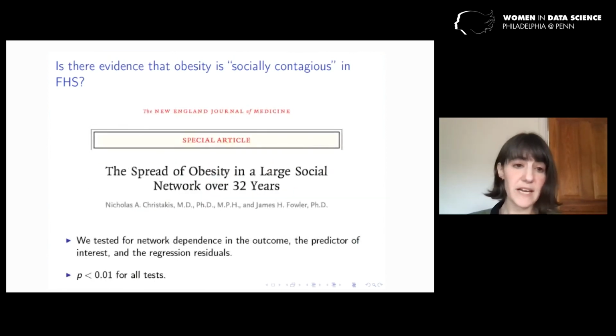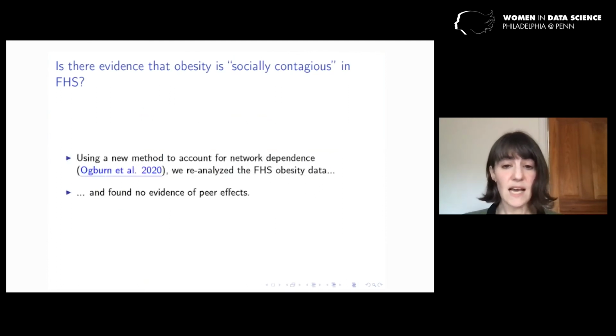And sure enough, when Eugen ran her tests of dependence, she found very strong evidence of dependence in the exposure, the outcome, and in the regression residuals. In a different project, my colleagues and I developed a method to estimate causal effects using non-experimental social network data that accounts for some of the dependence that we would expect to see in a network, although this method is by no means fully general to all of the different types of dependence we could see in networks. And when we reanalyzed the Framingham Heart Study data to look for peer effects of obesity using these new methods, we found no evidence of peer effects.